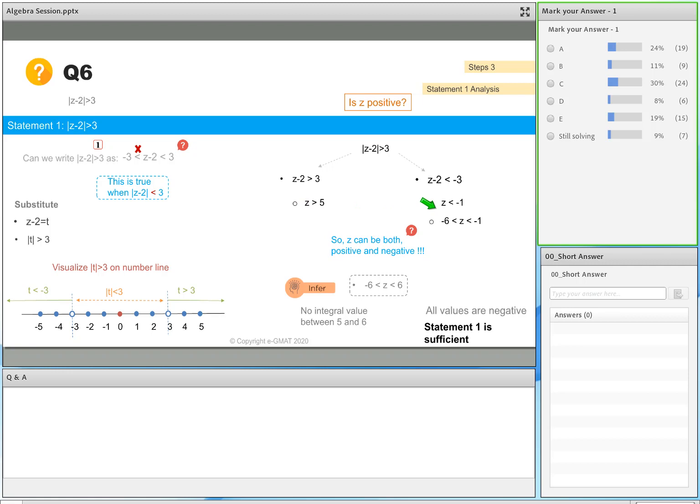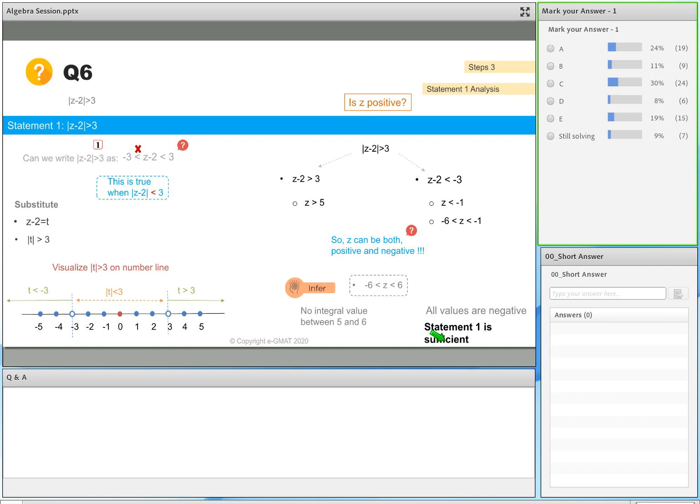You're only left with the second case, that Z is less than -1, which guarantees that your Z is negative. The question was, is it positive? So if I'm sure that it is negative, then I have a definite answer. I can say, no, it's not positive. So statement 1 is sufficient.